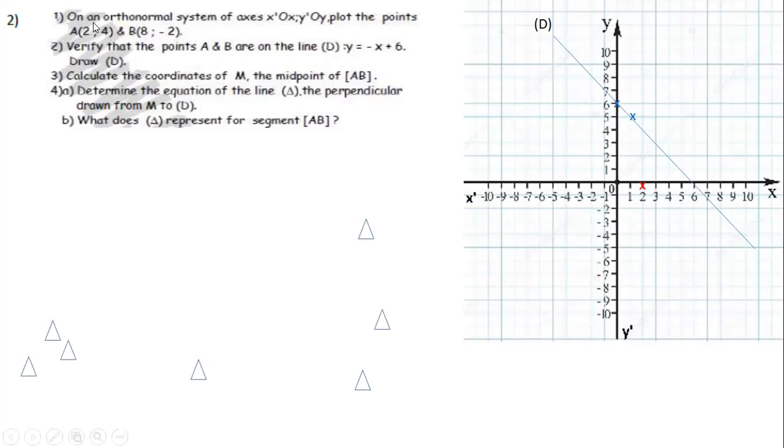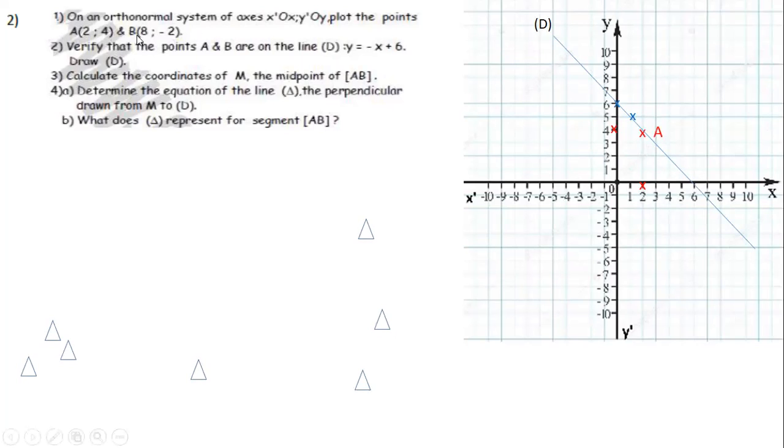As usual, on an orthonormal system of axes, x prime x, y prime y, we should plot the points A(2, 4) and B(8, -2). So A has coordinates 2, 4. This is abscissa 2. This is ordinate 4. Where they intersect, here we get point A.